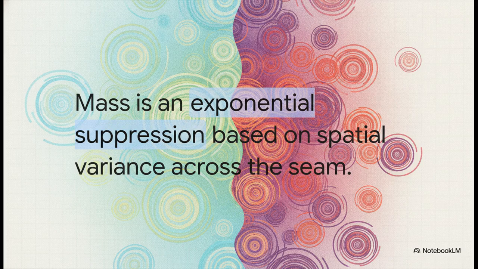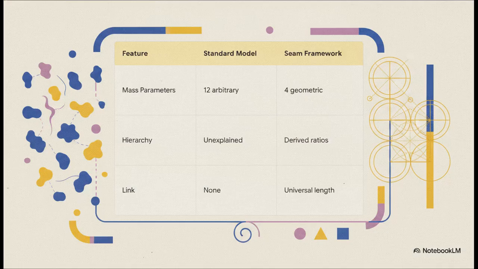But heavy generations, like that top quark we mentioned earlier, sit right on the boundary. They are tightly bound, crossing it incredibly rapidly, which results in all that massive weight. What's amazing is that this framework takes those 12 arbitrary mass parameters that have frustrated physicists for literally decades and compresses them down into just 4 computable geometric parameters.